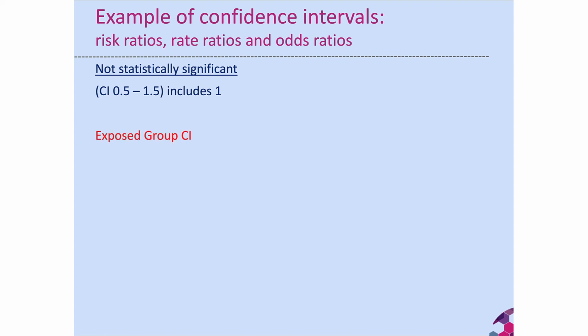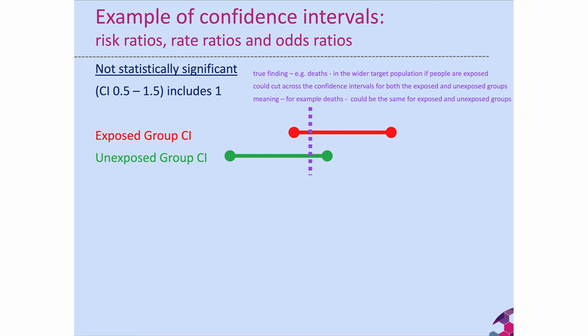And a visual representation of this would be, imagine an exposed group and their confidence interval, and an unexposed group and their confidence interval, and what you'd find is that the exposed group confidence interval overlaps with the unexposed group's confidence interval, so that the target population true finding, for example deaths in the wider target population if people are exposed, could cut across the confidence intervals for both the exposed group and the unexposed group, meaning that the deaths, for example, could be the same across both groups. So i.e. there is no real difference.